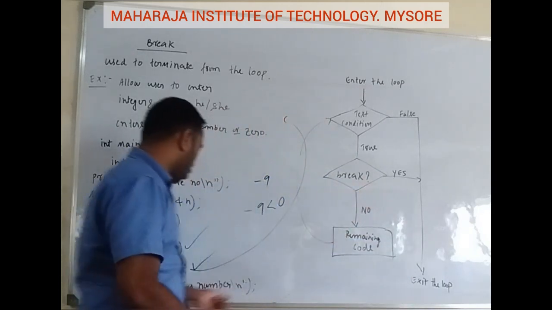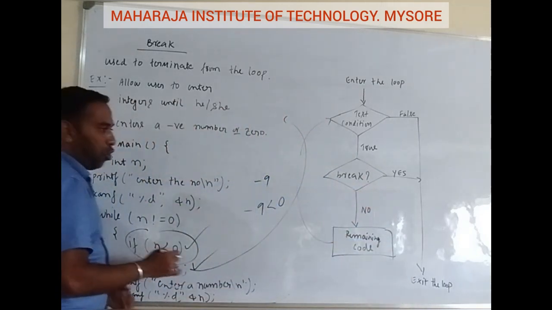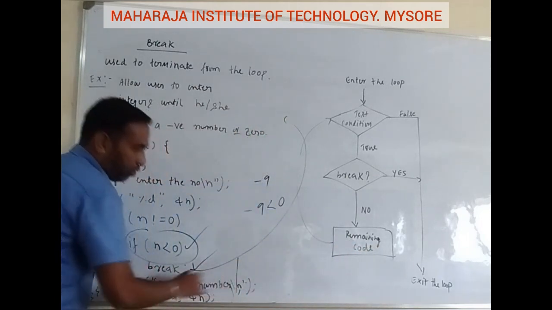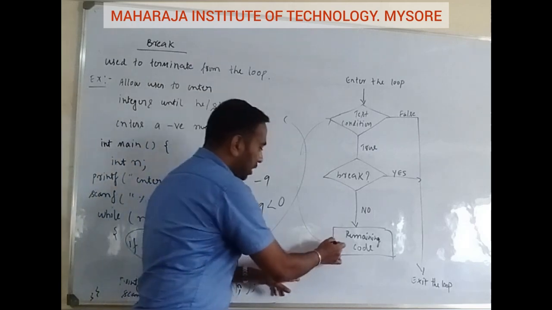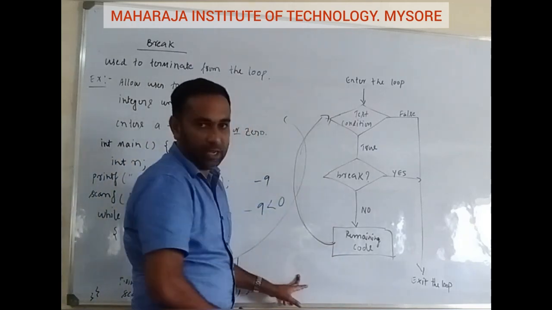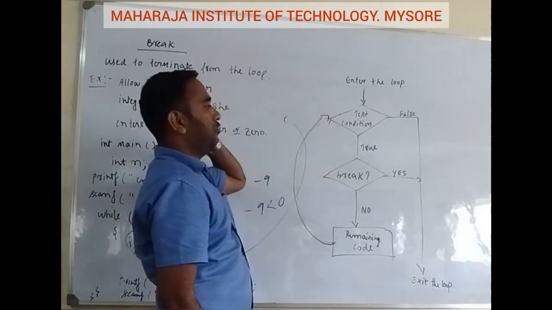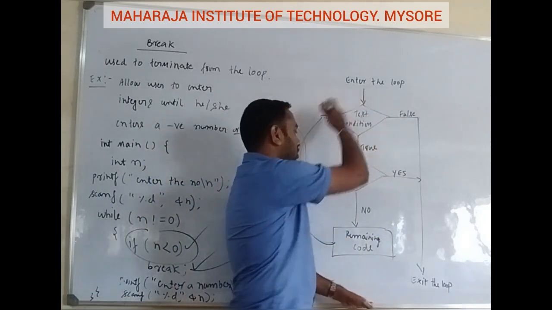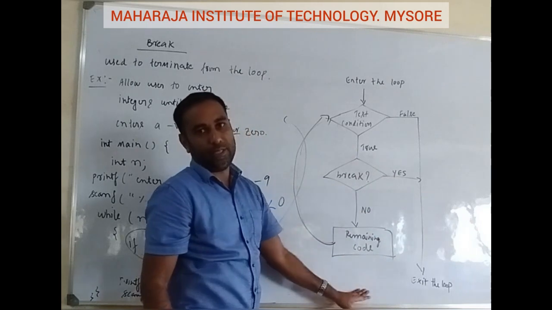If the break statement is false, it will remain in the code and execute this code. Then again, we check for the next condition. Suppose the given condition is false, then we directly exit from the loop. This is the flow chart for the break statement.